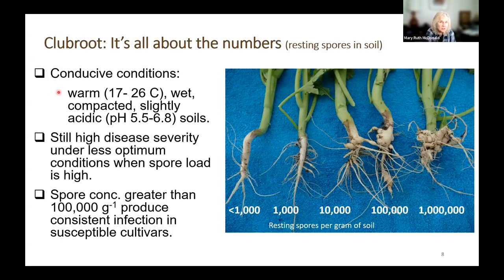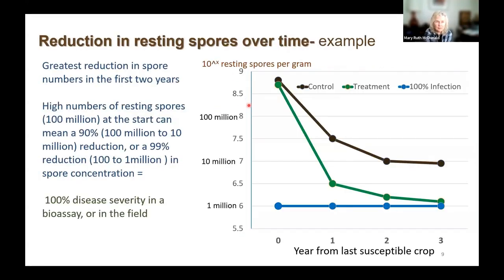So the conditions that are conducive to disease are relatively warm temperatures, compacted soil, and pH from 5.5, getting up close to that 7 level. But we can still get high disease severity even when conditions aren't great if we have really high concentrations in soil. So this is an example of what we can actually see in the field, and part of the reason why it can be so difficult to see an effect of some of the management practices.